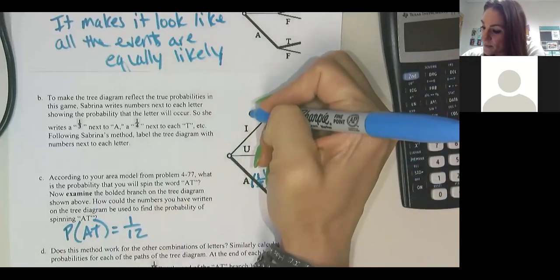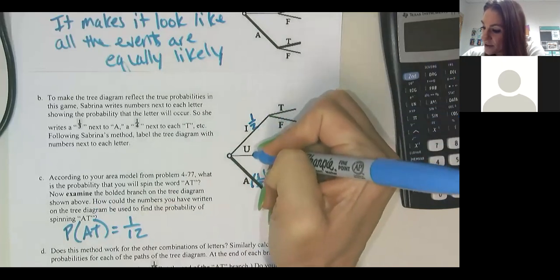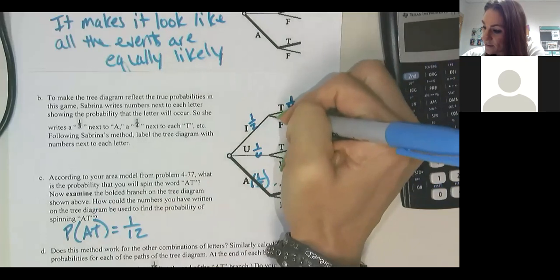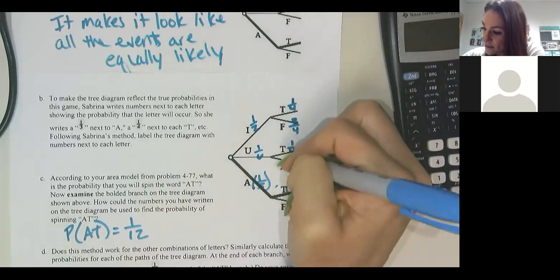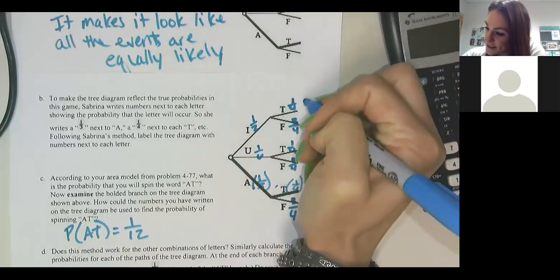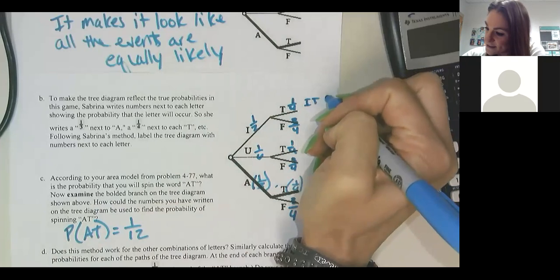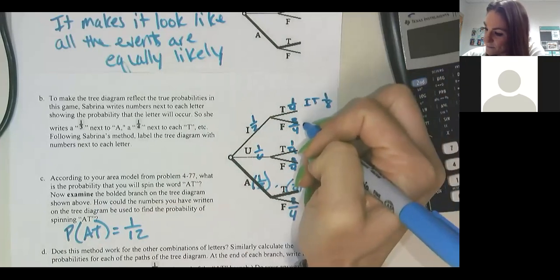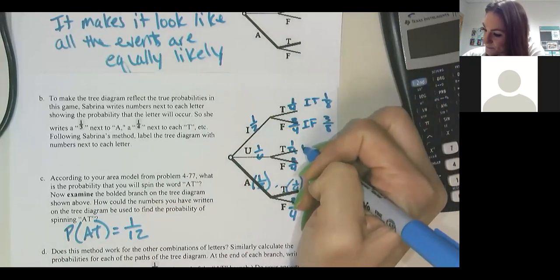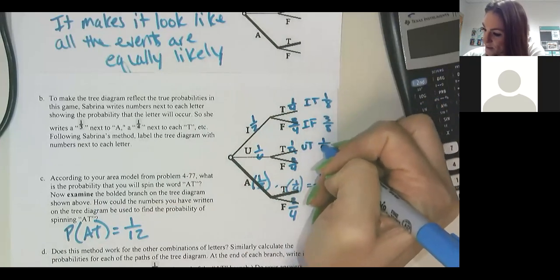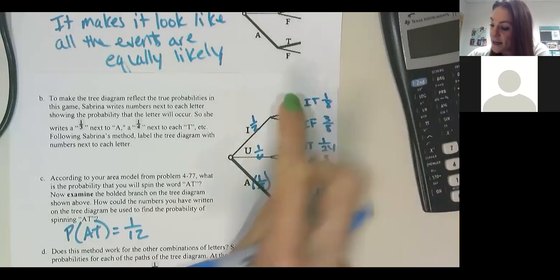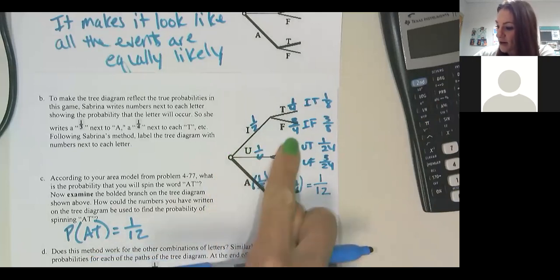Okay, so A would be 1/2, U would be 1/6, and then T is 1/4, 3/4, 1/4, 3/4, 1/4, 3/4. Okay, so this, it would be 1/8. IF would be 3/8. UT would be 1/24. UF would be 3/24. And all I'm doing is just multiplying the branches.